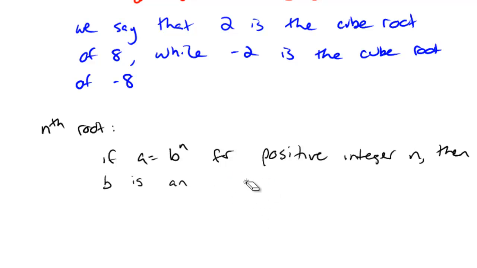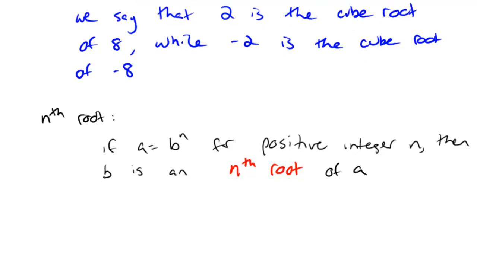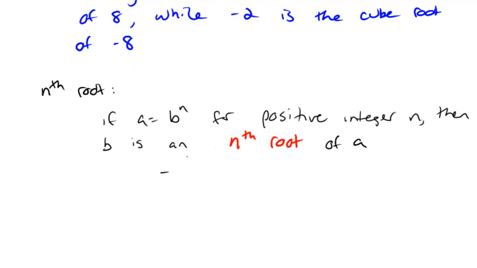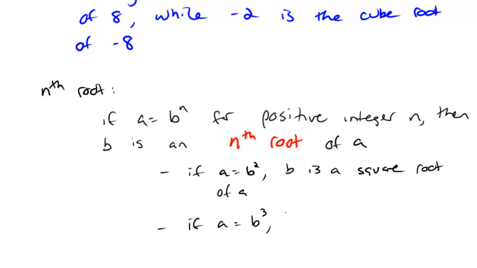Let me try to write that a bit more legibly. An nth root of a. And as we've talked about previously, if a equals b squared, b is a square root. Notice I didn't say the square root because there's 2, but a square root of a. And if a equals b cubed, b is a cube root of a.